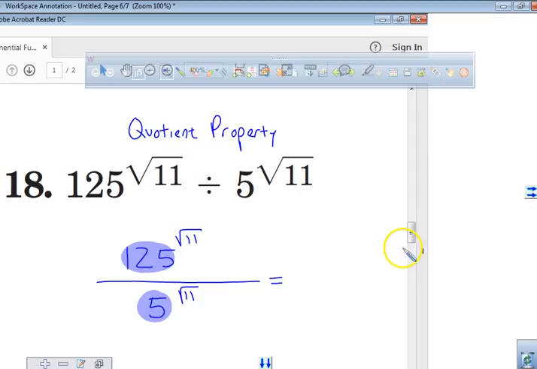So we have to figure out a way. How can we get these bases to be the same? Okay? Well, 5 to the first is just 5. 5 squared is 25. 5 cubed.